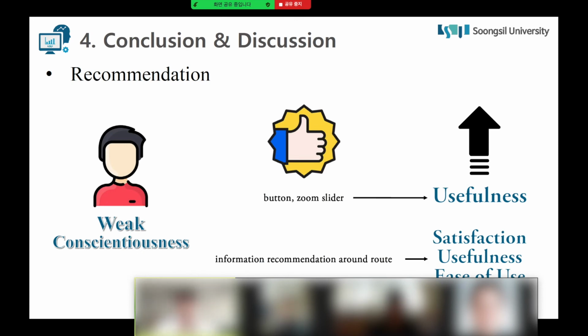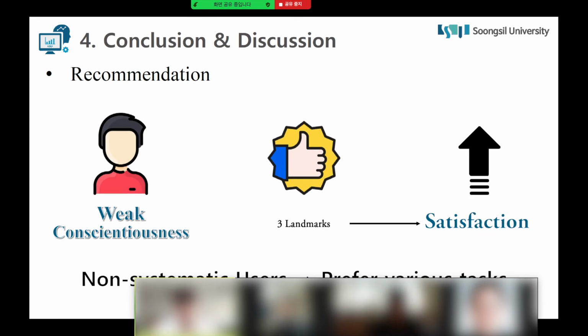Second, for users with a weak conscientiousness tendency, it can be recommended to provide the button zoom slider design type in terms of usefulness, information recommendation around route in terms of satisfaction, usefulness, and ease of use, and street landmark features in terms of satisfaction. It can be interpreted that non-systematic users prefer to use design types with features related to various tasks.